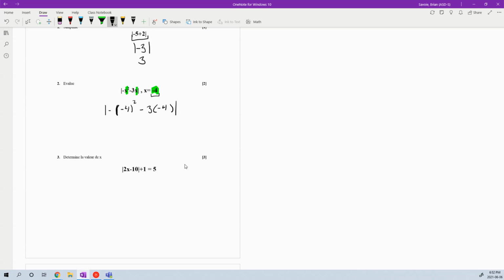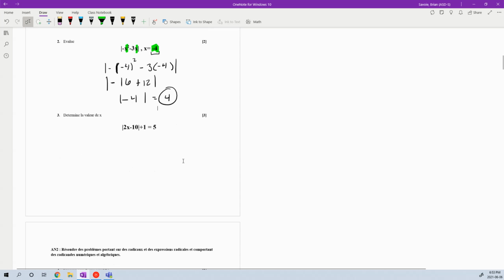Next thing I'm going to do is actually start to evaluate it, so I'm going to leave that negative outside there for a second. (-4) all squared is +16. -3 times -4 is going to give me +12. And then I'm going to close my absolute value. 16 plus 12 gives me 28... actually -16 plus 12 gives me a -4. Close, close. And the absolute value of -4 is, of course, 4.